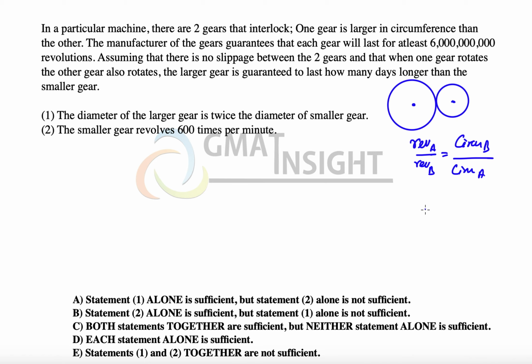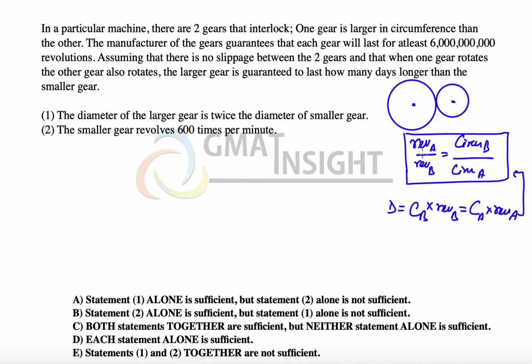That comes especially from the same basic principle that if the two gears are rotating together and there is no slippage, the distance traveled by the two gears will be the same. The distance is equal to the circumference multiplied by the revolution. That means circumference of B multiplied by the revolution of B will be the same as the circumference of A multiplied by the revolution of A. And that leads us to this conclusion that revolution of A upon revolution of B is equal to circumference of B upon circumference of A.